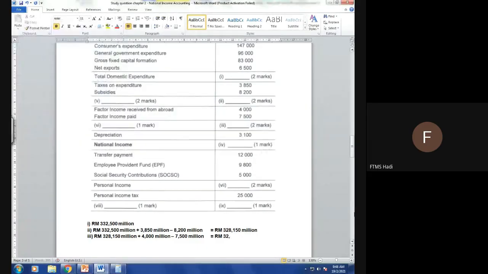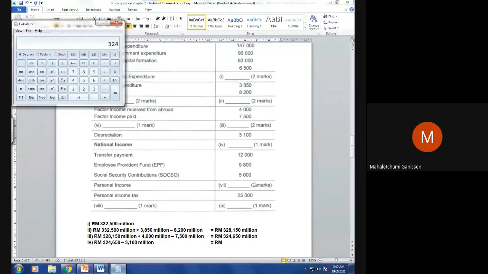Okay, question number 4. The income, that means you need to minus depreciation. 324,650 minus 3,100 million. Three two one five five zero. Okay, is it here, this one? Yes, sir. Okay.